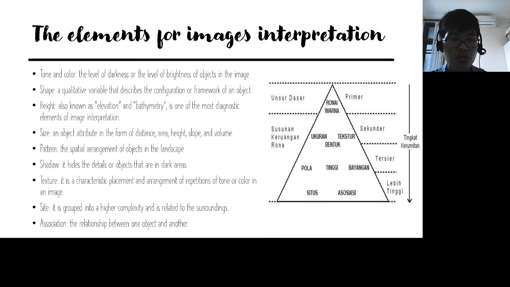Size, an object attribute in the form of distance, area, height, slope, and volume. Pattern, the spatial arrangement of objects in the landscape. Shadow, it hides the details and/or objects that are in dark areas. Texture, it is a characteristic placement and arrangement of repetition of tone or color in an image. Site, it is grouped into a higher complexity and is related to the surroundings. Association, the relationship between one object and another.